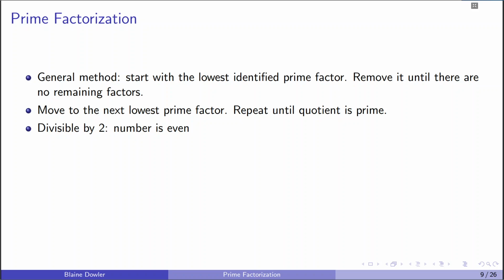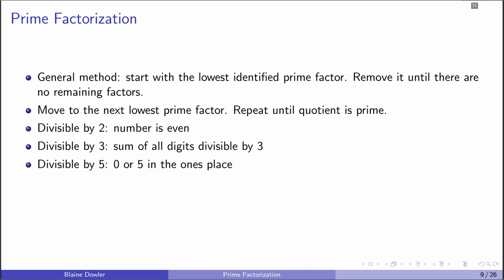So, some quick checks. A number that is divisible by 2 is even. That ones digit will be 0, 2, 4, 6, or 8. If it's divisible by 3, you add up the digits, and that sum will also be divisible by 3. This actually works because every power of 10, so every place value, is 1 more than a multiple of 3. 10 is 1 more than 9. 100 is 1 more than 99.